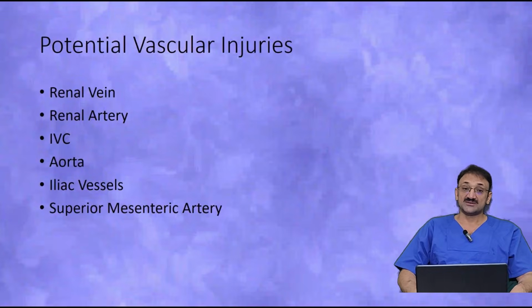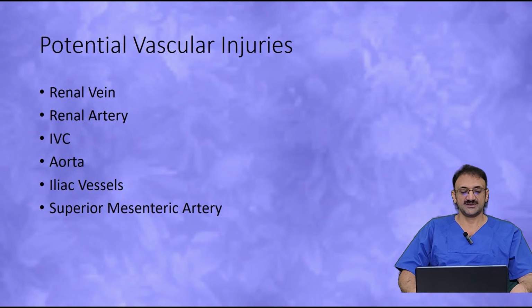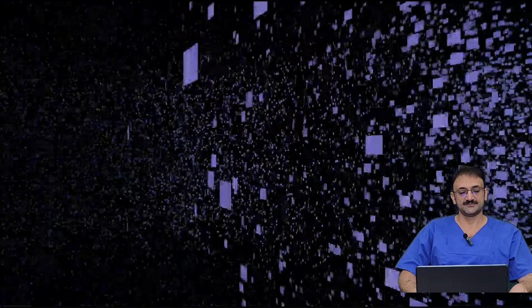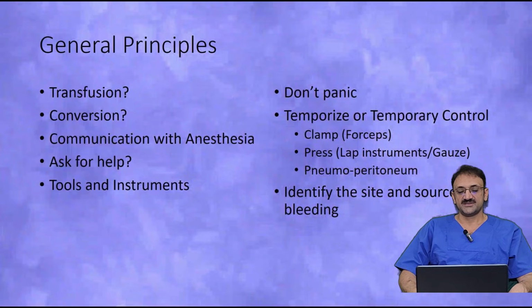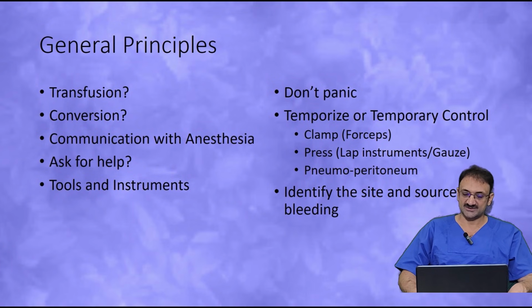Okay. So what are the potential vascular injuries? The potential vascular injuries in urologic surgery are injury to the renal vein, to the renal artery, inferior vena cava, aorta, iliac vessels, and superior mesenteric artery. So the general principles of any hemorrhage during the surgery must be followed in laparoscopy as well. Like, for example, you must know, does the patient need a transfusion? If the patient needs a transfusion, you must immediately inform the anesthetist to cross-match the blood so that it is available before there is hemodynamic instability.